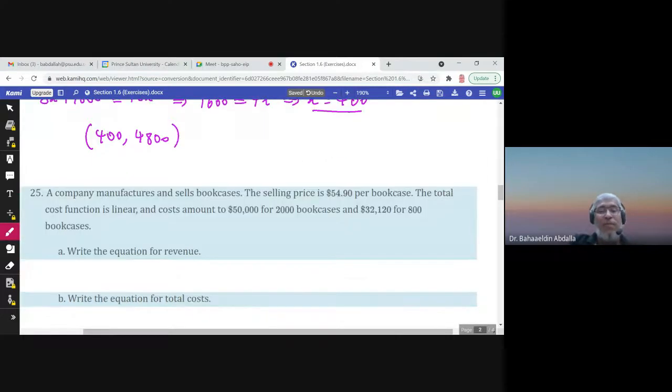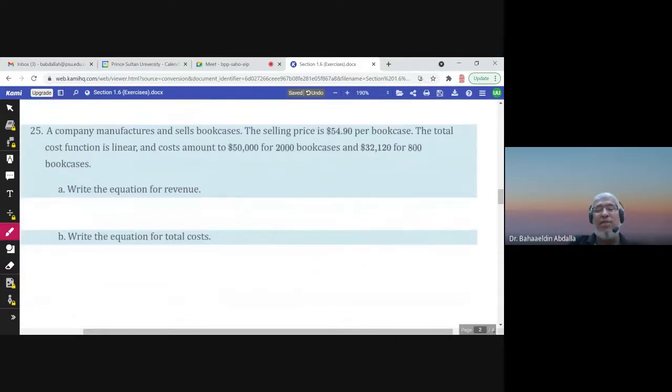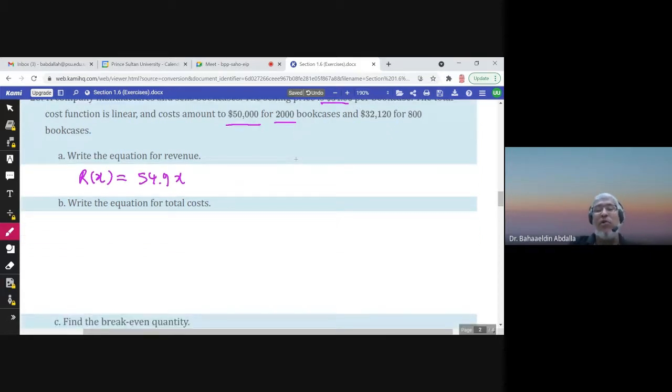A company manufactures and sells bookcases. The selling price is this one, per bookcase. So immediately you can write the revenue function. Once you know the selling price, you multiply the selling price times the number of units sold. The total cost function is linear, and it costs $50,000 for 2,000 bookcases. So he is giving me points now.